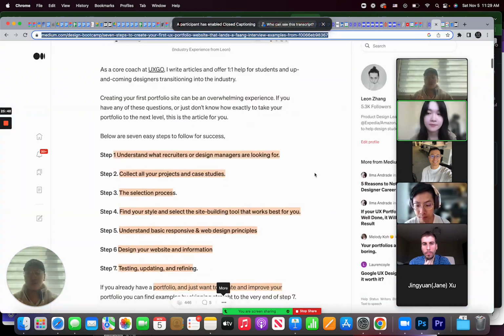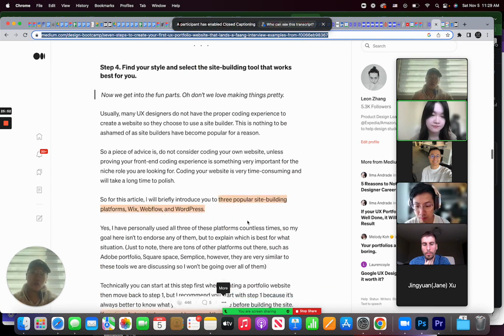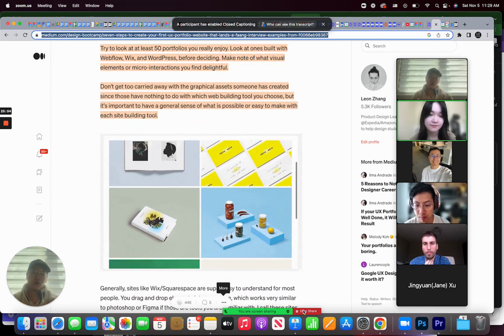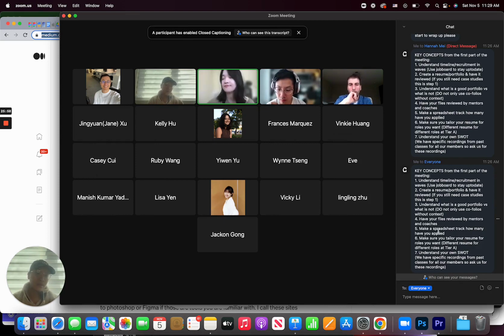So if you don't know where to start, make sure you read articles and watch our recordings, so you learn what to do to make sure your portfolio is good. So learn what's good and what's bad first. Then once you do that, step 4, timeline-wise, you can have your files get reviewed by mentors or coaches. If you're starting from scratch, like if you don't have a portfolio or case study, you can take classes with us to build it.